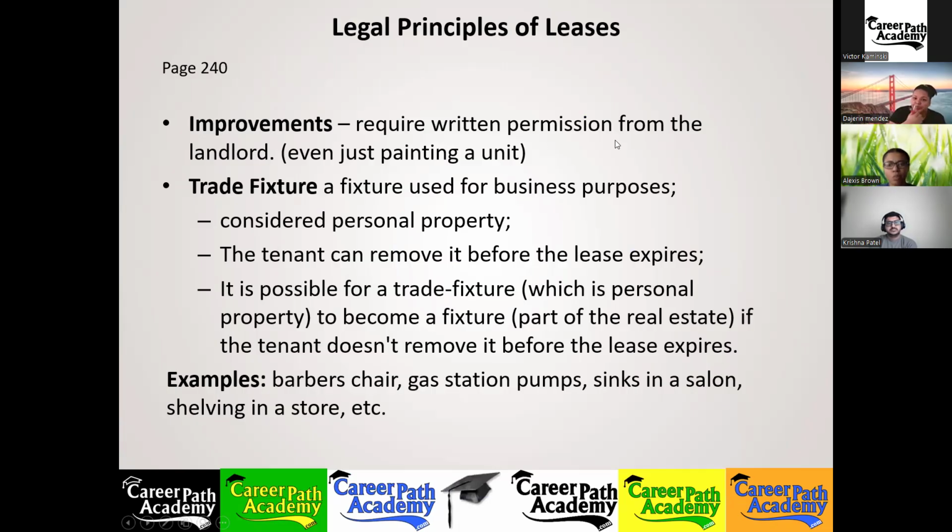Improvements require written permission from the landlord, even just to paint the apartment. Tenants can't even paint the apartment without the landlord's permission. The landlord has to make sure that you're not going to do something stupid like paint it bright pink or paint the rooms black. If they give you permission to do that, they're going to want to make sure that you paint it back to a neutral color, like an eggshell color or something of that nature.